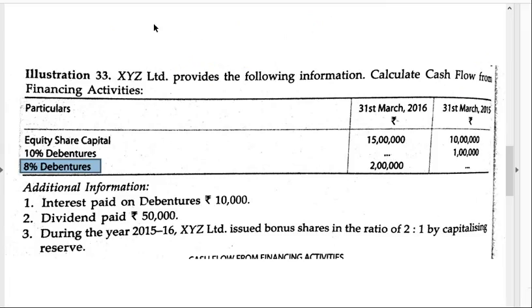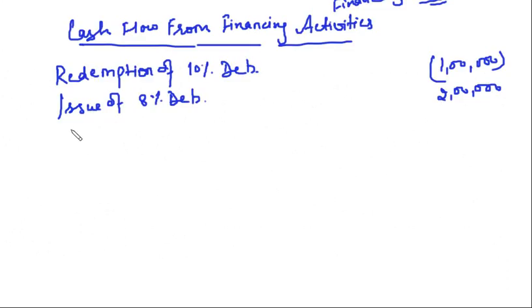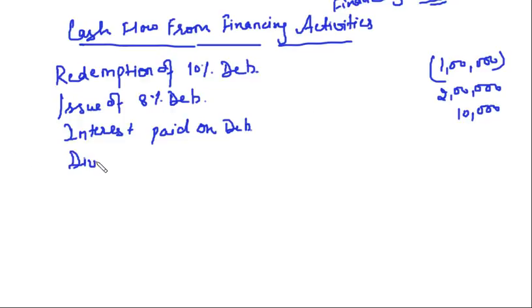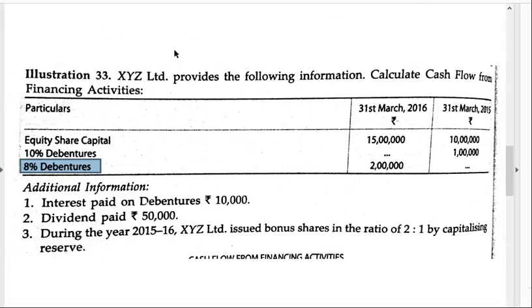Clear? Now you are given interest paid on debentures is 10,000 and dividend paid is 50,000. Interest paid on debentures is 10,000 and dividend paid on shares is 50,000. So these both are cash outflows. Anything else? Bonus shares we have treated.